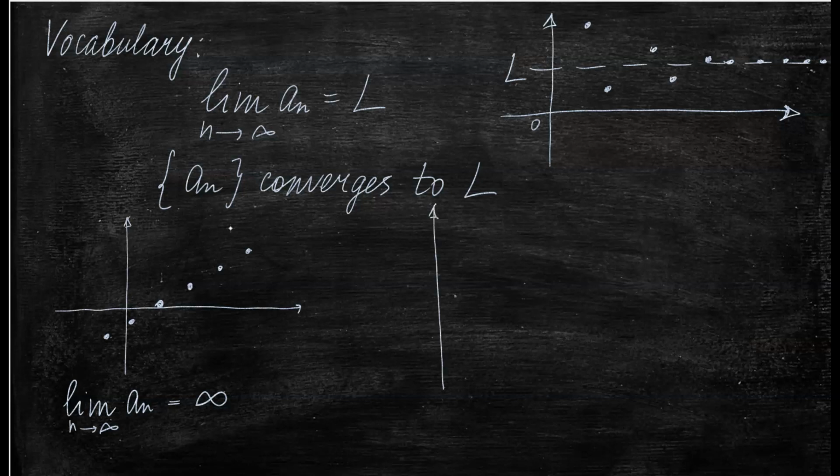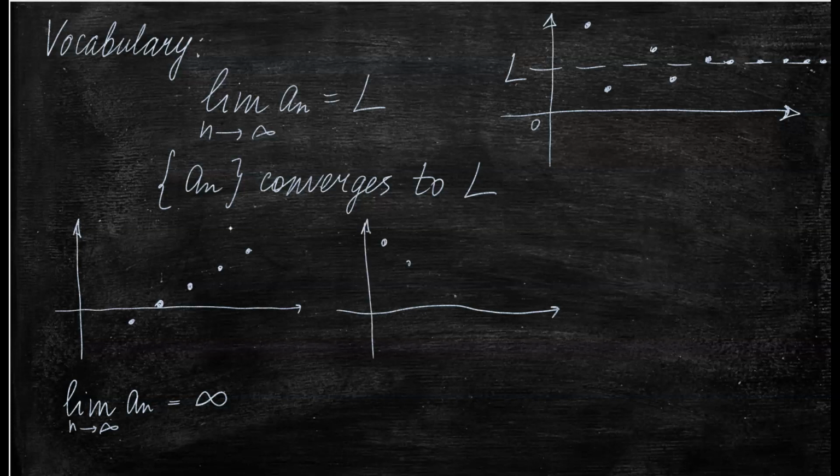Either way. So similarly, but in the opposite direction, I guess I shouldn't be drawing dots on the left side of the y-axis. I guess I shouldn't be giving much of the space to the negative side. But if the graph of your sequence looks something like this, then we can say the limit of the sequence is negative infinity, and the sequence diverges to negative infinity or converges to negative infinity.